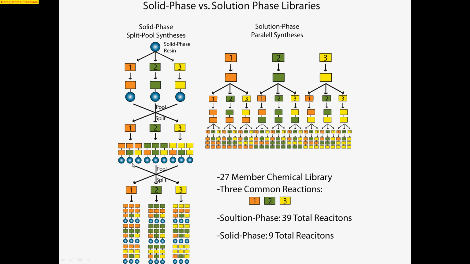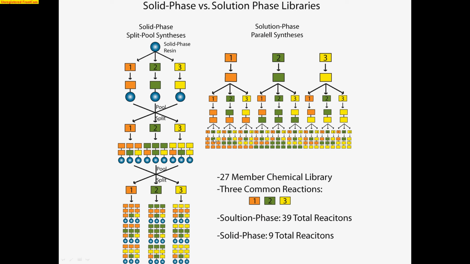And then the same thing happens, that you have a pooling and a splitting of the molecules on the resin. And what you can see is that through doing 3, 6, 9 reactions, you will get every single permutation of those 3 building blocks over those 3 reactions, which gives you 27 total molecules. So after 3, 6, 9 reactions, you'd have 27 molecules.